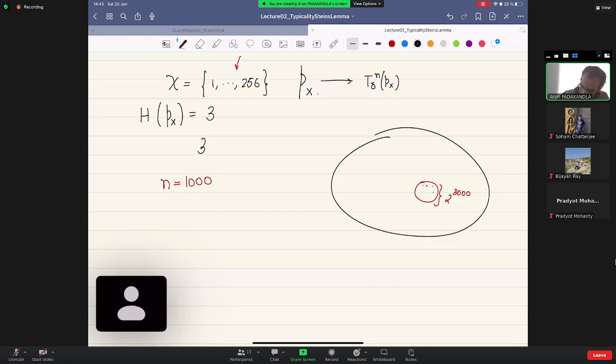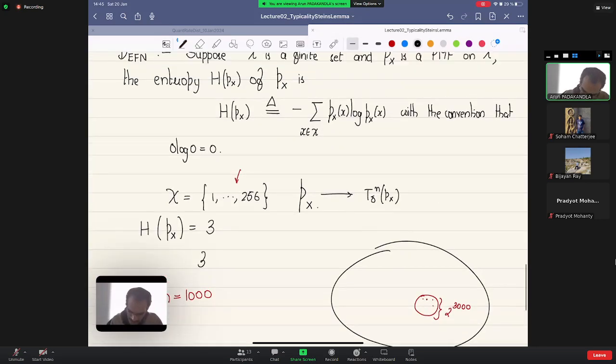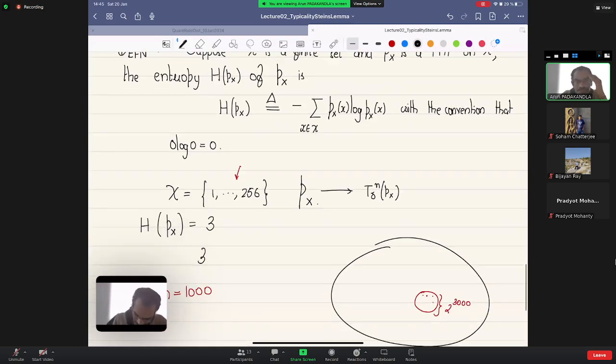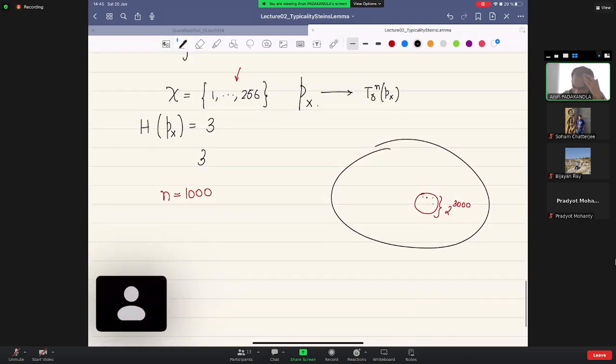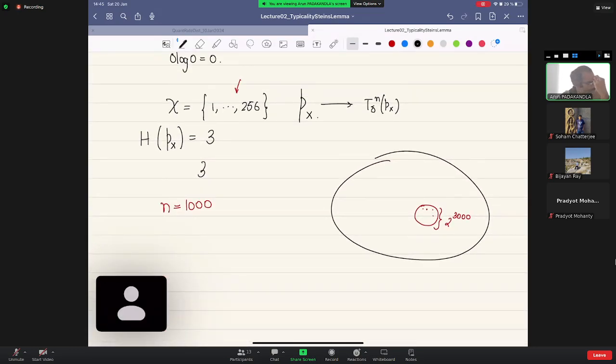So the point is basically to find a set that occurs with high probability but is small, right? Yeah, and not just small, exponentially small. That's the right word. Okay.